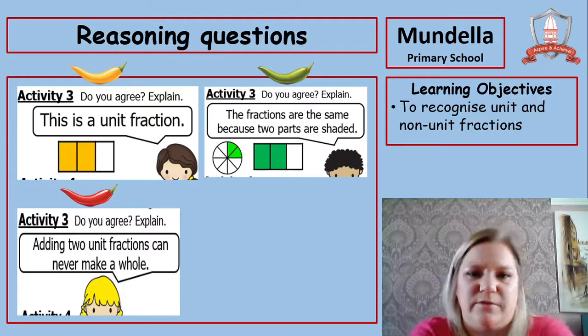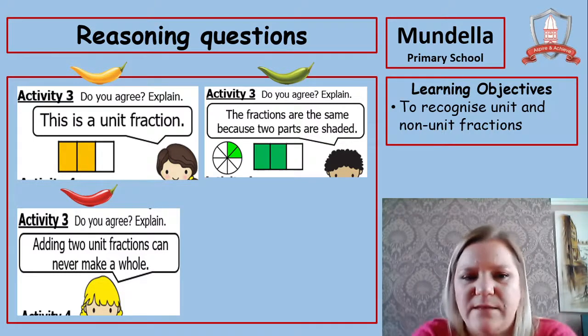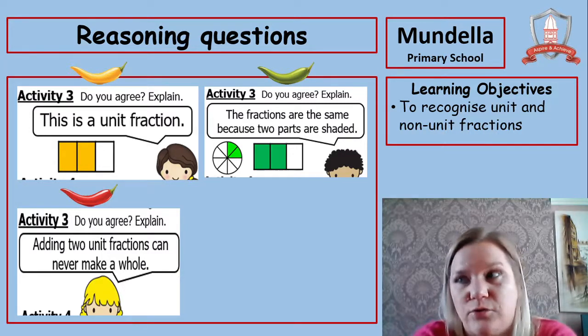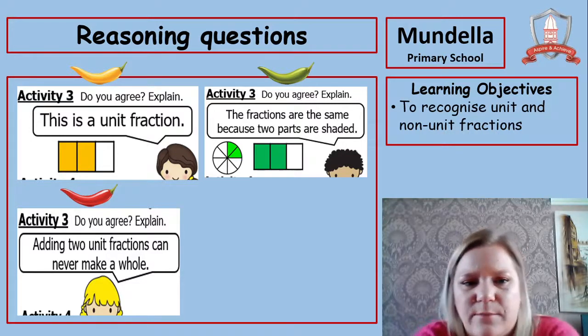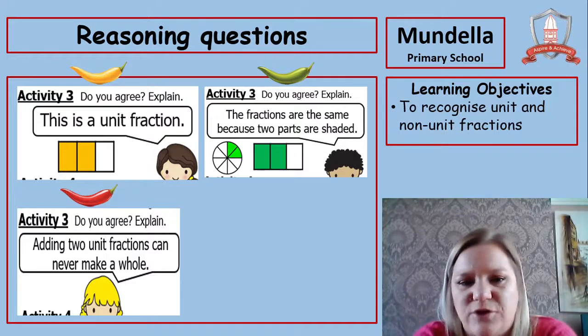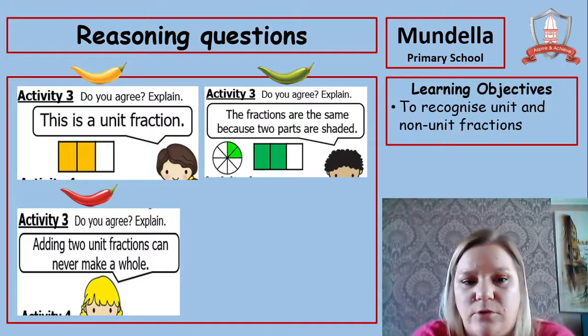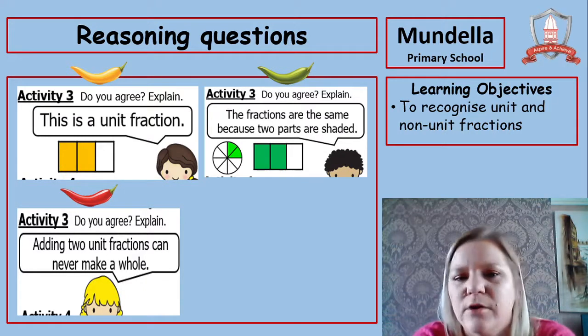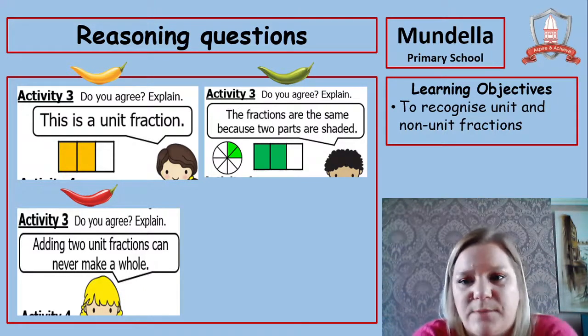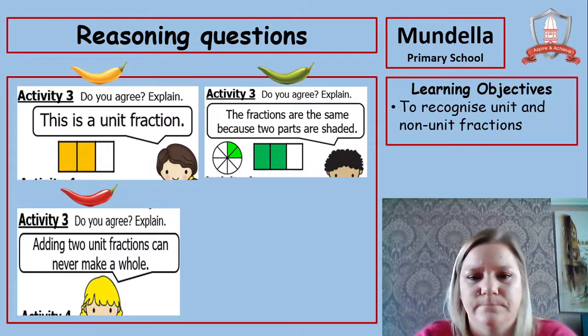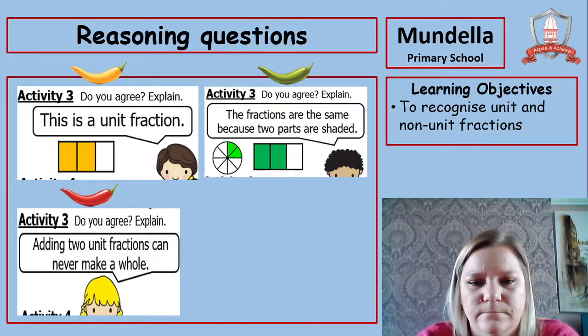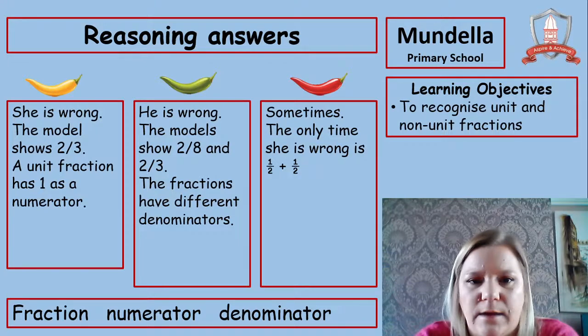There's some reasoning questions for you here. There's 3 statements there. Some of them are slightly easier than the others. So the yellow chili is the easiest one, and the red chili is the extra hot chili challenge. So have a look at the statements. First one says, this is a unit fraction. You have to say whether you agree or not, and then explain why. Have a look at all 3 reasoning questions. You might be able to do all 3 of them. Pause the video and have a go now. Now, if you pause the video, you can mark your reasoning answers.